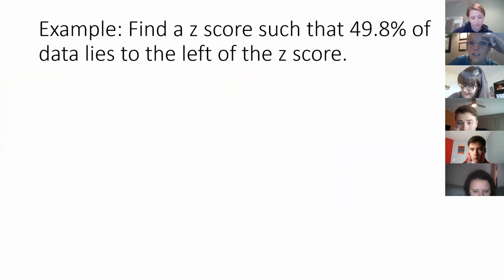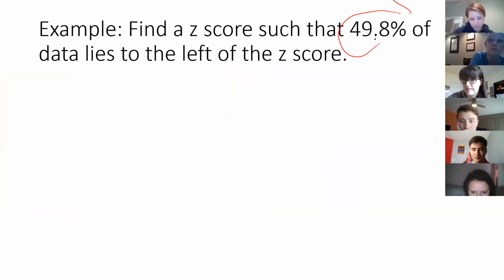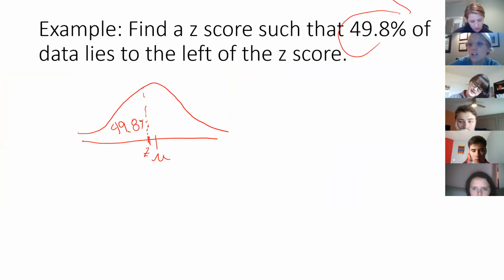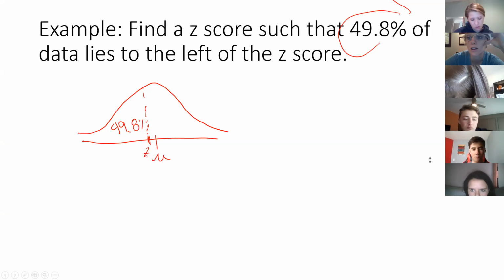So here's one. Find a z-score such that 49.8% of the data lies to the left of the z-score. It's helpful for me to draw a picture. I know that this is 50% at the mean, so I'm looking for a z-score that's probably going to be right here, with 49.8% of the data to the left. Do we need to do a 1 minus or anything, or are you just looking literally in your table? Just in your table, because it's to the left.